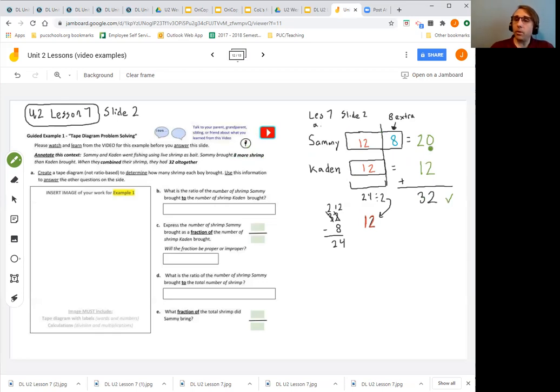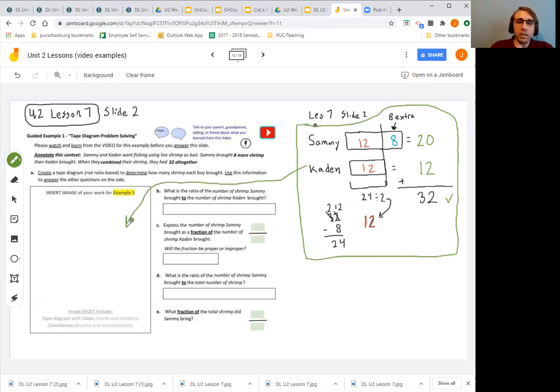So these are the correct numbers. This one is 8 more than this one. And Sammy's and Caden's numbers combined make 32. So this is what you're going to have on your own paper, and you're going to take a picture and insert it into this spot. Let's make sure that we have everything, though, before you take a picture.